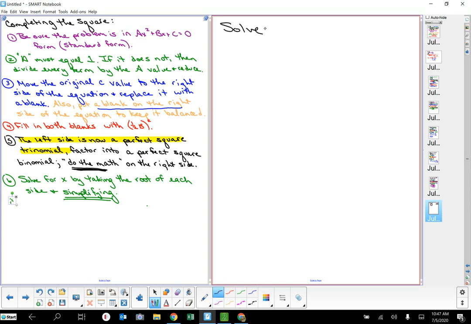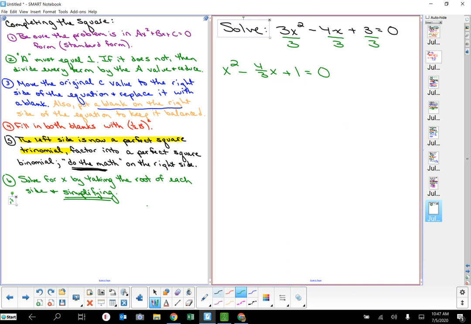We're going to solve 3x squared minus 4x plus 3 equals 0. All right, step 1, make sure it's in standard form. It is, so we're good. Step 2, make sure the a is 1. It's not, so we're going to divide everything by 3, and that gives us x squared minus 4/3 x plus 1 equals 0. Don't panic because that's a fraction. That's the whole point of this problem, so you know how to do these.